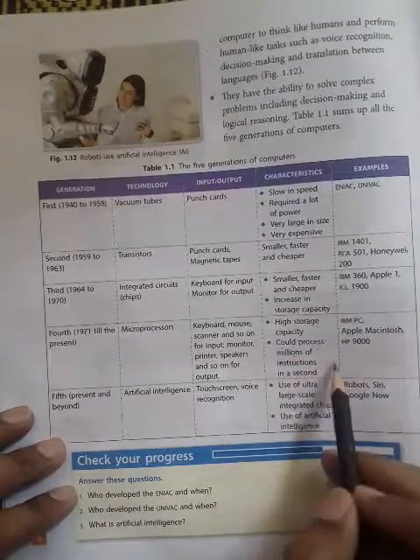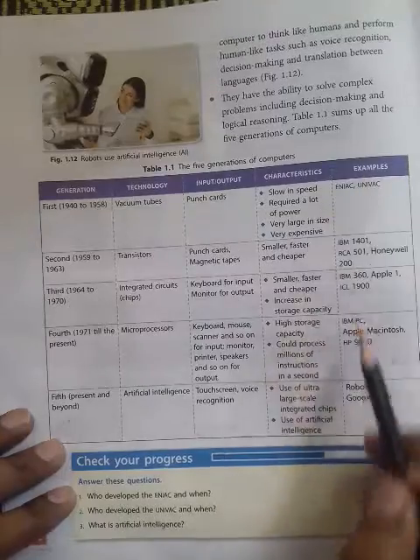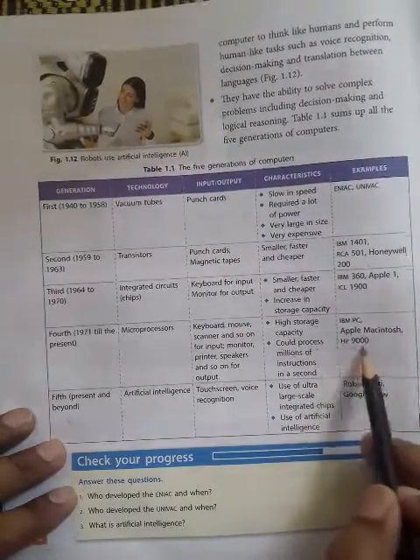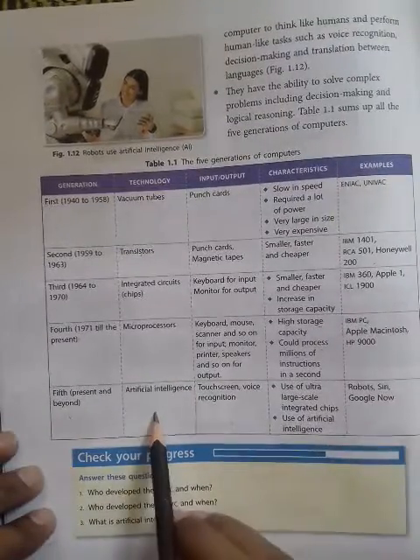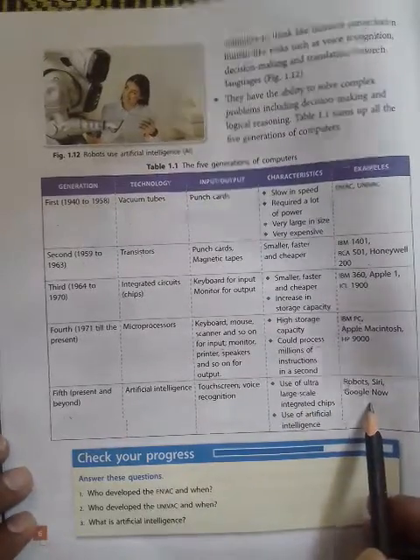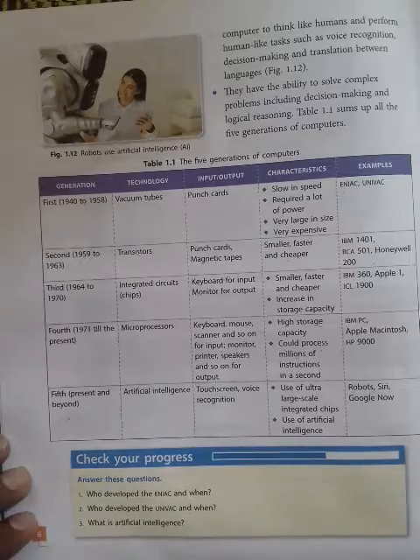Could process millions of instructions in a second. Examples here are IBM PC, Apple Macintosh, HP 9000. Fifth generation computers: here are the technology, input, output, characteristics, and examples. Now check your progress. Answer these questions and check your progress.